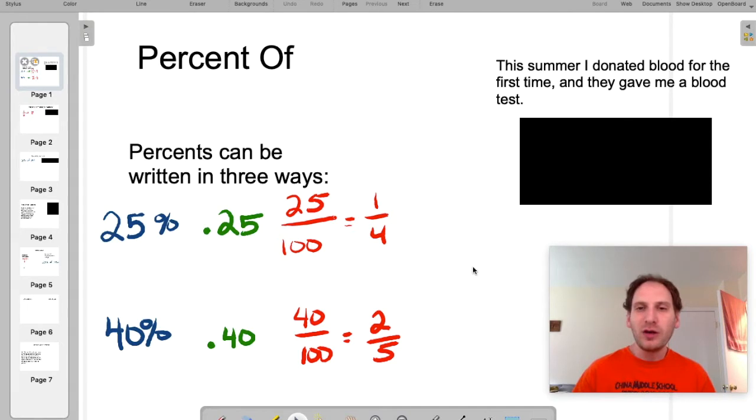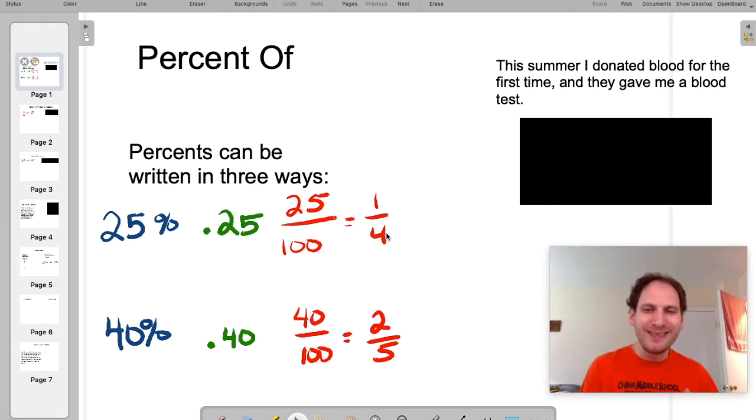Today we're going to be talking about percent of a number, and before we start I want to make sure that you recognize what I have here on the left of the screen, which is basically that percents can be written as three different versions of the same number. For example, the first number here is 25%, which can be written as the decimal 25 hundredths, or a fraction, 25 hundredths, simplified down to 1/4. These are all the same number.